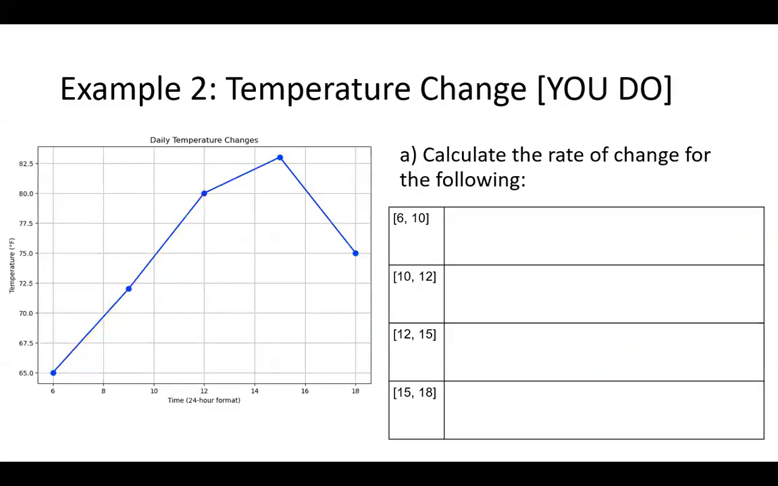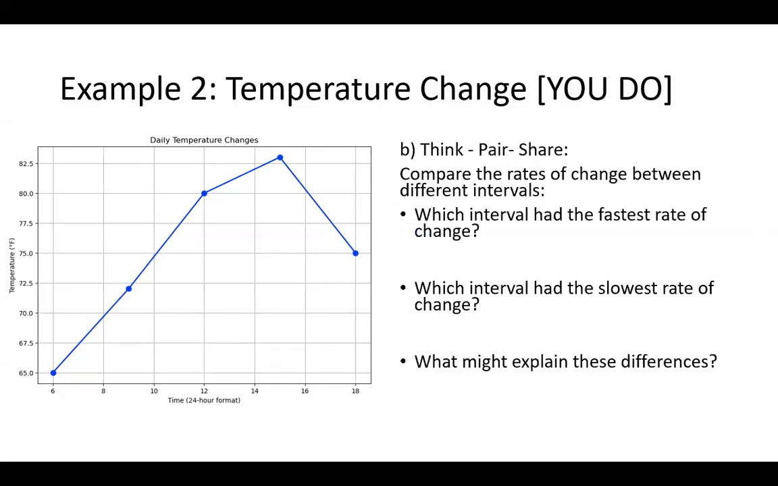Okay. All right, let's do another one. This one completely by yourself. So you're going to find all 4 intervals, and then you're going to answer the questions about the 4 intervals. It's asking you to compare the rates of change between the different intervals. Which interval had the fastest rate of change? Which interval had the slowest rate of change? And what might explain this difference?